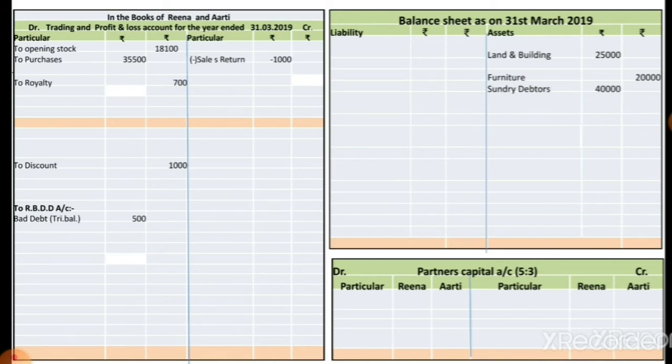Okay, next is the royalty. Royalty we already discussed. Royalty is an expense incurred when, suppose, a partnership firm pays for certain permission to use patents, copyright, or certain mines for commercial purpose. This is a direct expenditure, that's why it is recorded on the trading account debit side, and the amount we recorded in the outer column as 700.